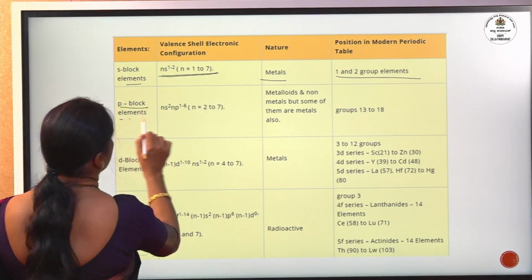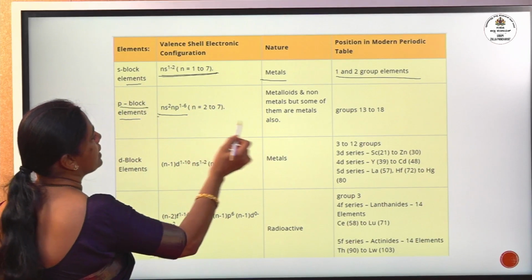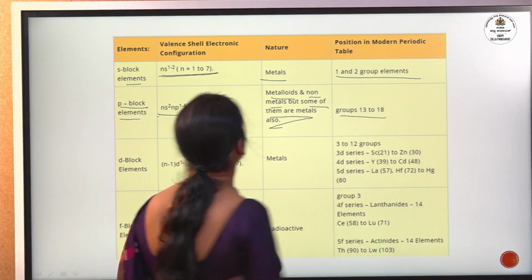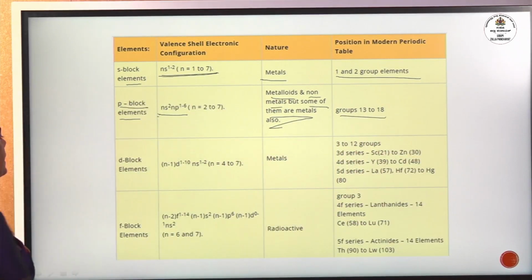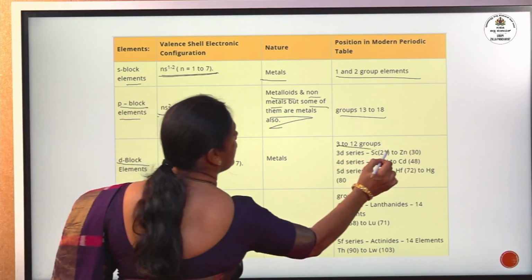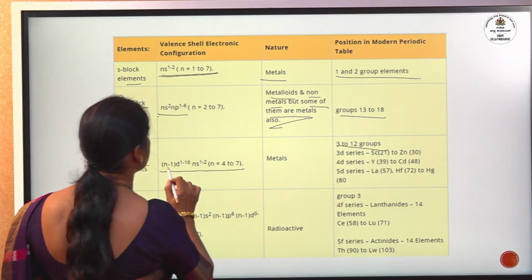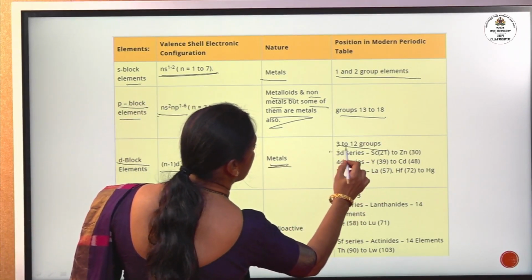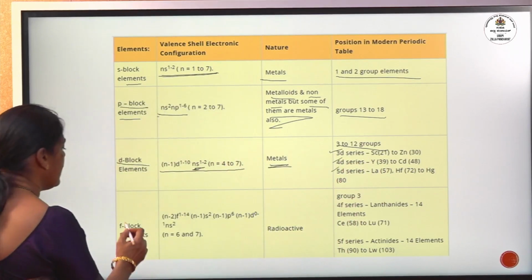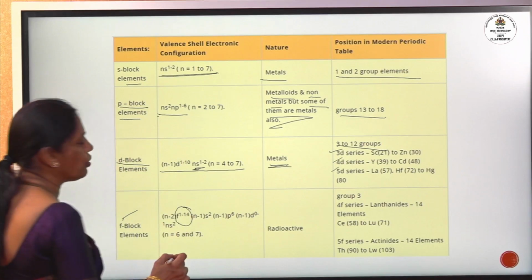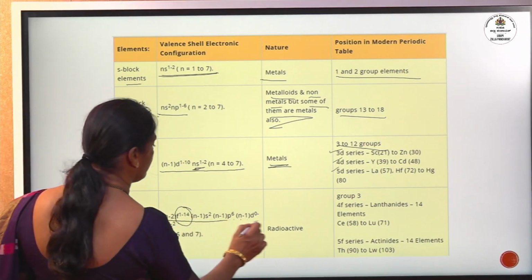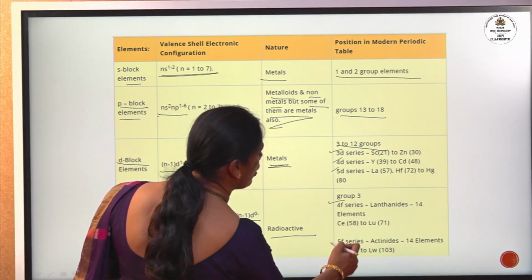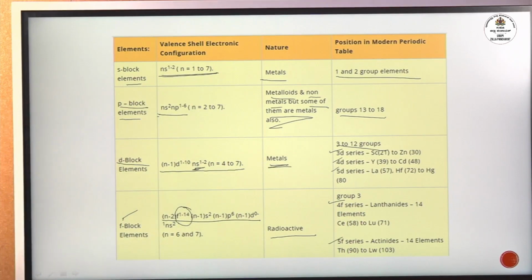For p block elements, ns2 np1 to 6. These are metalloids, non-metals and some of them are metals also. Group 13 to 18. D block elements, group 3 to 12, and the electronic configuration is (n-1)d1 to 10, ns1 to 2. Most of them are metals and we have here 3d, 4d, 5d series. In the f block elements, the outermost electron enters the f subshell and the electronic configuration can be written like this. They are radioactive. 4f series are lanthanoids, 5f series are known as actinoids.